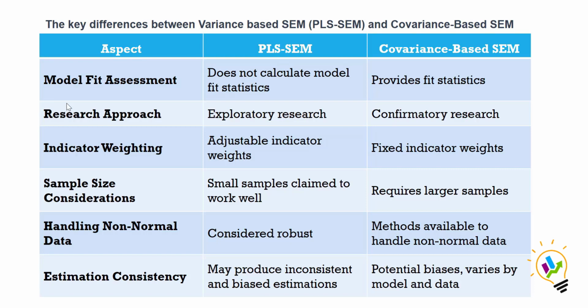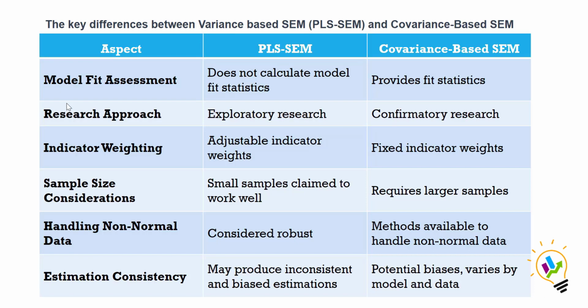Coming to the fifth aspect, handling non-normal data. PLS-SEM is considered robust in handling non-normal data. This means that you can use PLS-SEM to analyze data that is not normally distributed. Covariance-based SEM also has methods to handle non-normal data. However, it is important to note that covariance-based SEM may be less accurate when the data is not normally distributed.